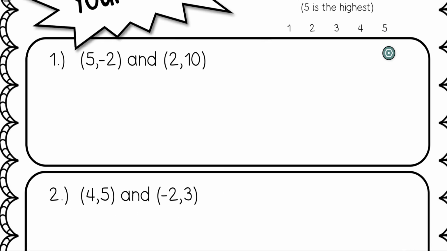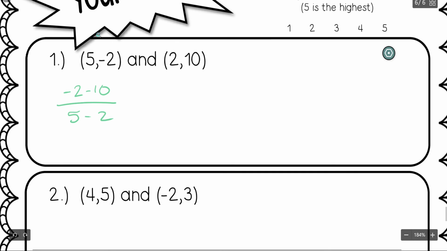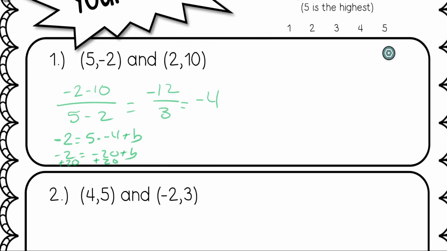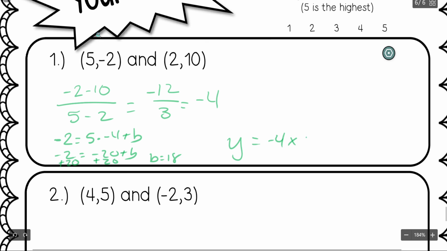Can you try it for number 1? -2 minus 10 over 5 minus 2 equals -12 over 3, which is equal to -4. Again, pick an ordered pair. -2 is equal to 5 times -4 plus b. -2 is equal to -20 plus b. Add your 20 over. 20 minus 2 is 18. b is equal to 18. Y is equal to -4x plus 18.